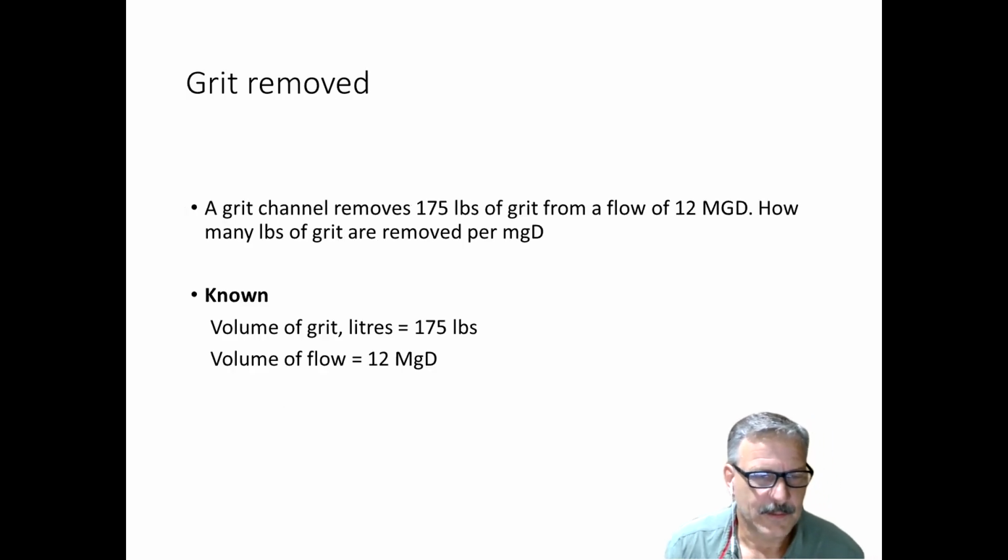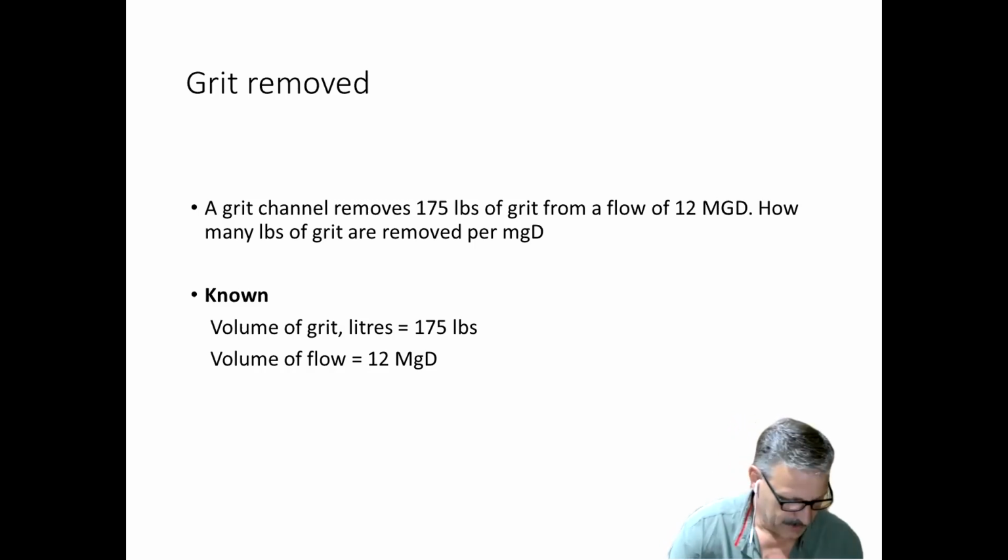Another one that you might see on your exam for sure is grit removed, or it could be anything removed. It could be solids removed, rags removed, but the calculation is still the same. In this one, a grit channel removes 175 pounds of grit from a flow of 12 mgd. How many pounds of grit are removed per million gallons per day? The difference between this question and the last one is that it's very specific. It wants to know how many pounds in that million gallons per day.